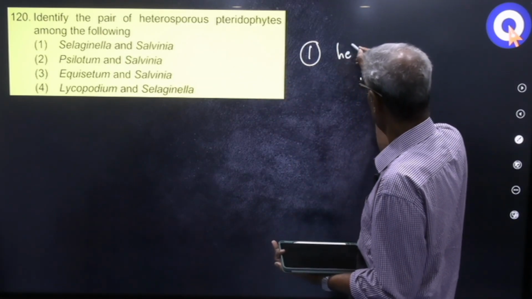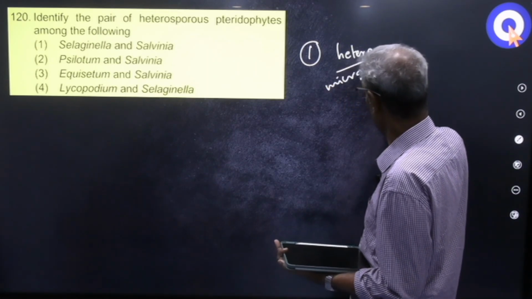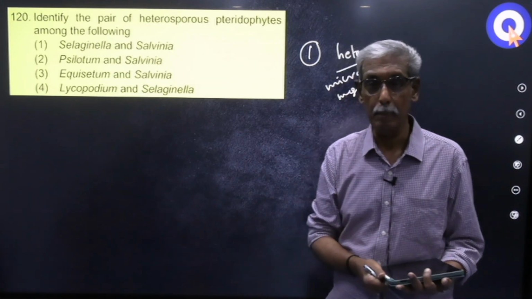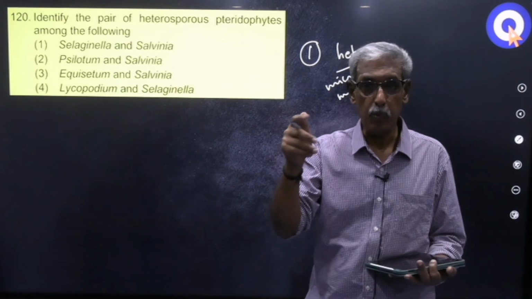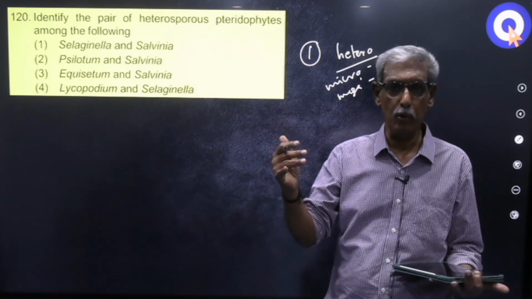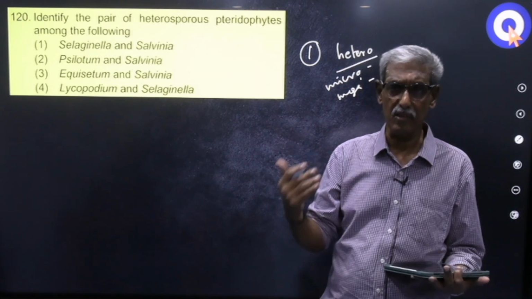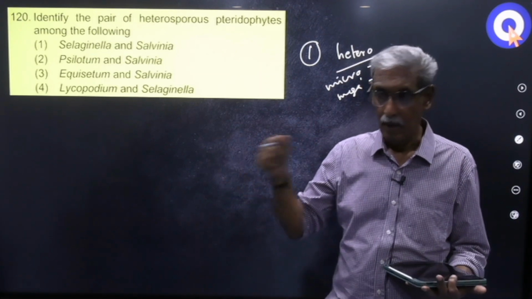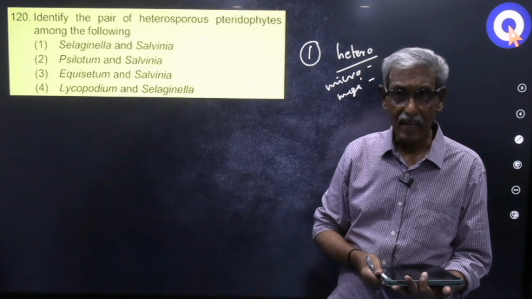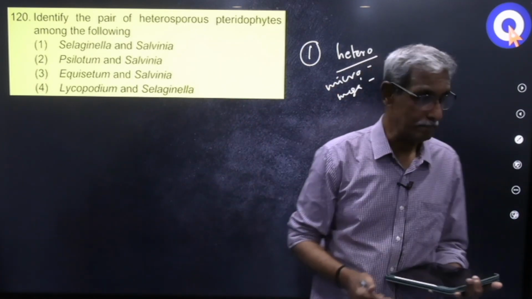Remember, when you say heterosporous, we have both microspores and megaspores, and heterosporous pteridophytes are very important because they form the basis for the seed habit. The reason the question has been asked is that a student should know the importance of heterosporous pteridophytes, which have given rise to the seed habit. And you have Selaginella and Salvinia. Salvinia is a very important example.